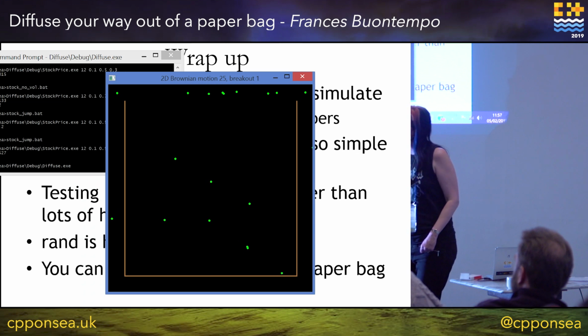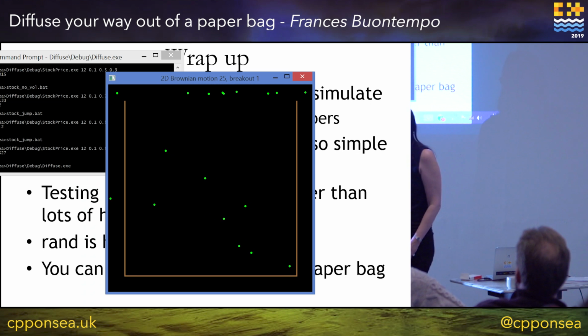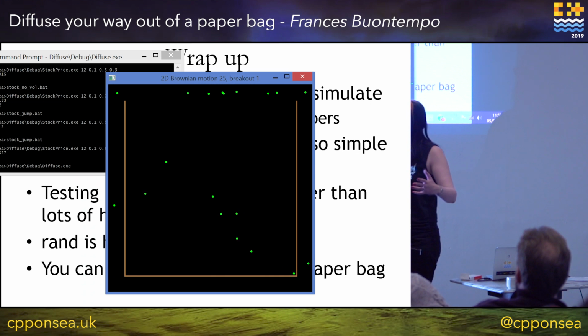It might go left, it might go right. Yeah. Different patterns every time. Yay.